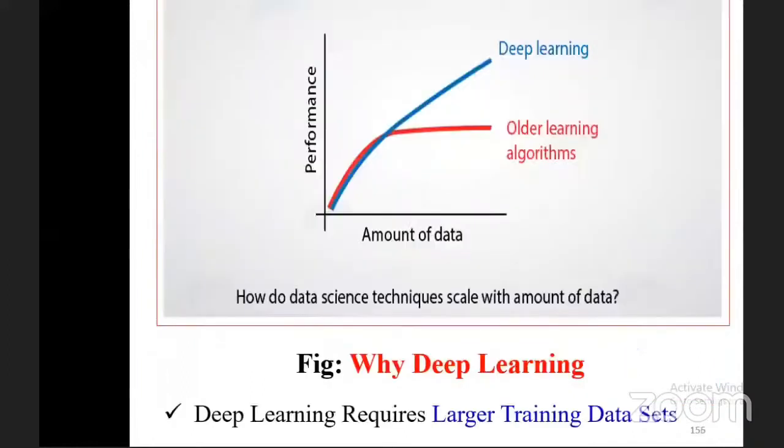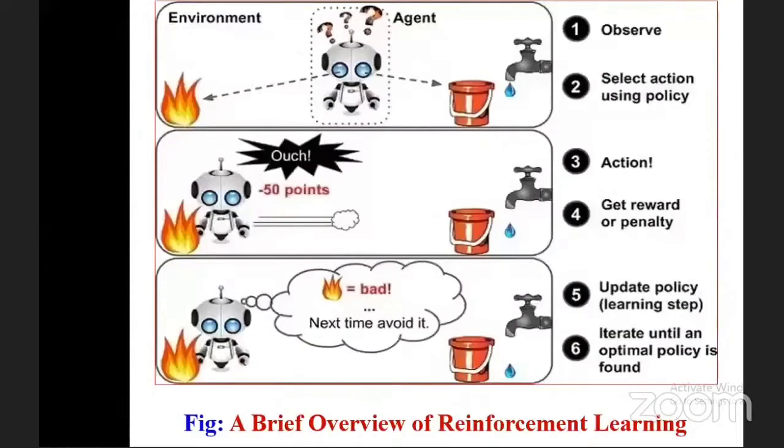And why deep learning? Deep learning requires larger training data sets. The amount of data I am taking on the x-axis, and performance. Wherever a huge volume of data is there, please apply deep learning techniques. Then only it gives very good accuracy. Okay, so this is the reinforcement learning concept I have already explained. How is the chart learning from the mistakes? Reinforcement learning is nothing but learning from the errors, learning from the mistakes. This example I have already explained.